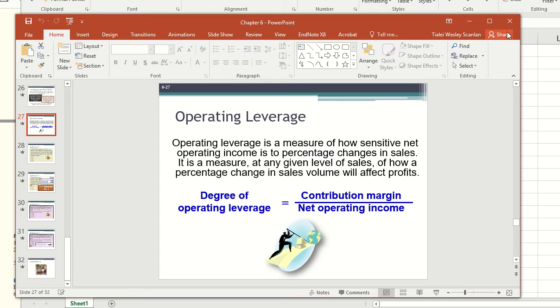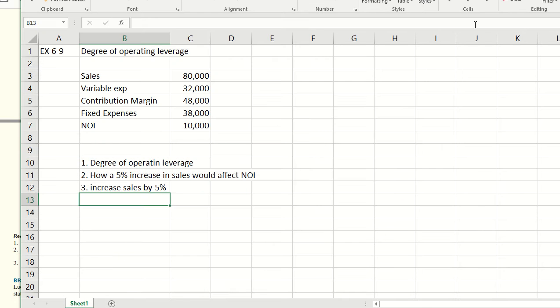So the more fixed expenses you have, usually your degree of operating leverage will increase, and your net operating income will be more sensitive as sales increase. So let's see how that's going to play out.